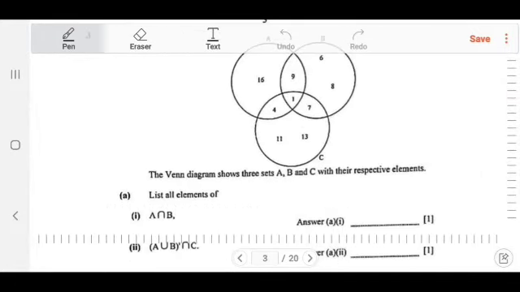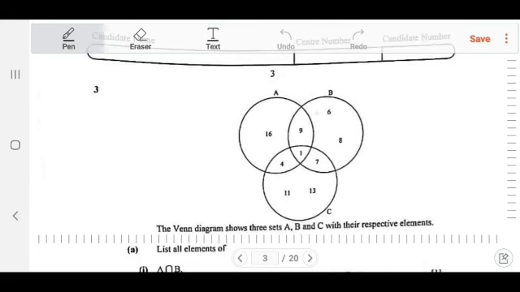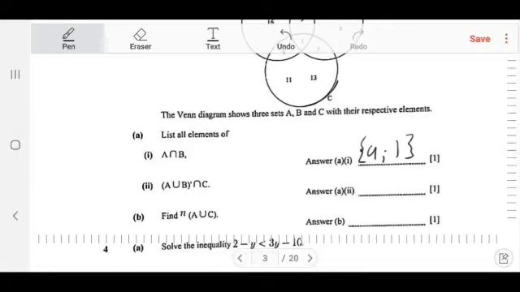So let's move on to number 3. We're given sets, and the question says the Venn diagram shows 3 sets A, B, and C with their respective elements. List all elements of A intersection B. A intersection B is this one here. So we have 2, 9 and 1.